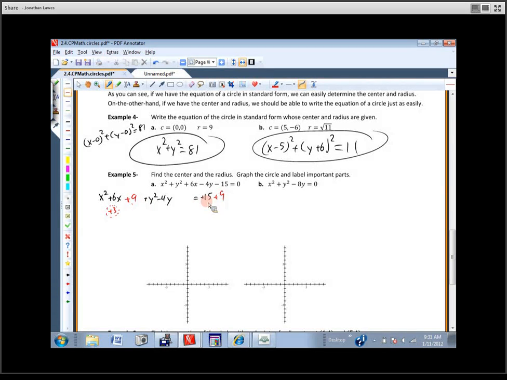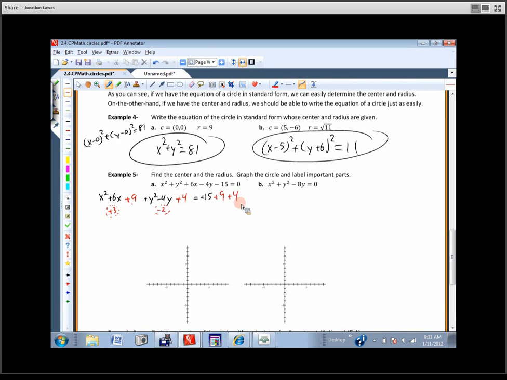Then I'm going to do the same thing here. What's half of negative 4? Negative 2. Okay, I'm going to circle that. I'm going to square it. That's going to be a 4. Negative 2 squared is 4. So I'm going to add 4 on both sides.